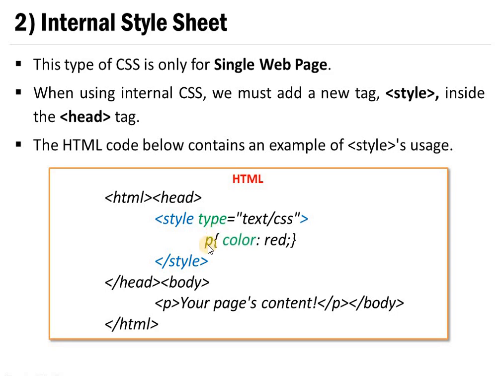And over here I have used the HTML tag selector, the element selector, and I have selected the P paragraph tag, and within curly braces I have set color as red, and don't forget to put a semicolon. So that was internal style.